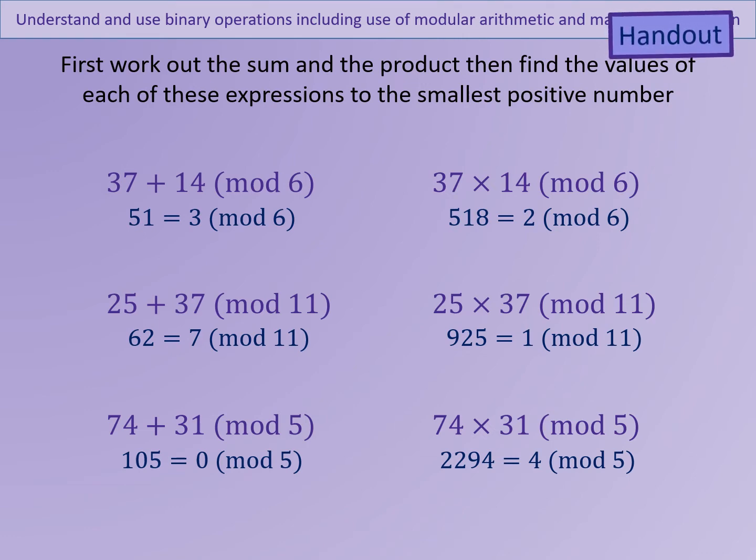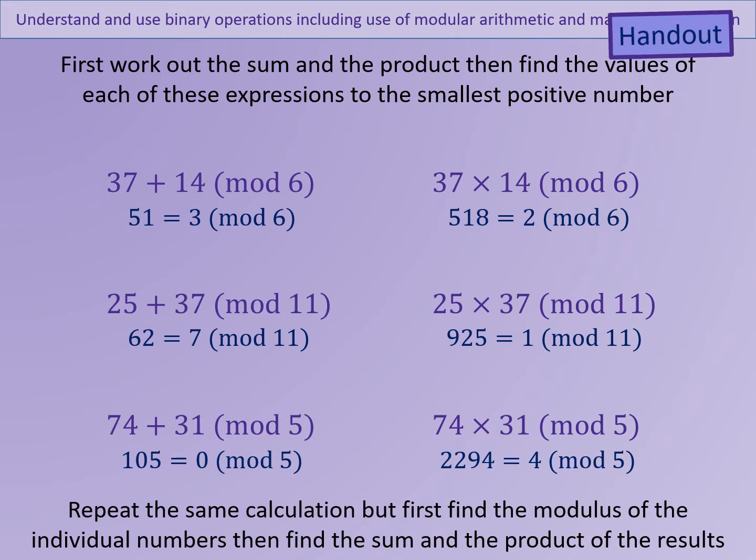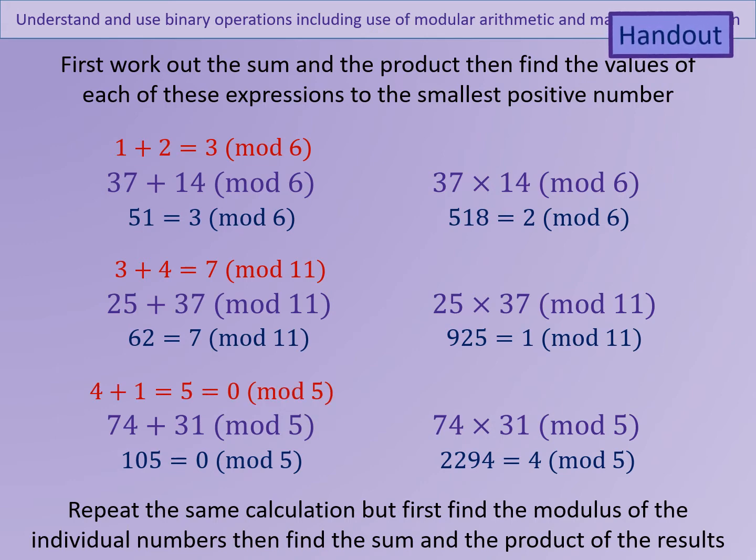We're now going to do the same calculations again, but this time we are going to work out each of the values mod n first and then find the sum and the product afterwards. So for the first question, reducing the numbers first, we get 1 plus 2, which also gives us the answer 3 mod 6. The next question, we get 3 plus 4, which is 7 mod 11. The next question, we get 4 plus 1, which is 5, but because we were working mod 5, we need to take away 5, so we end up with an answer of 0 mod 5.